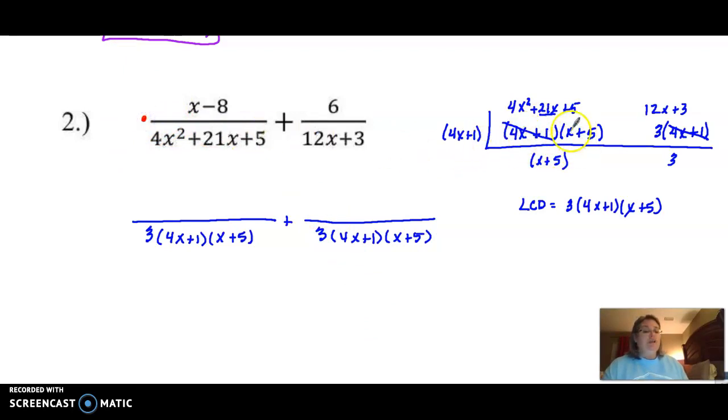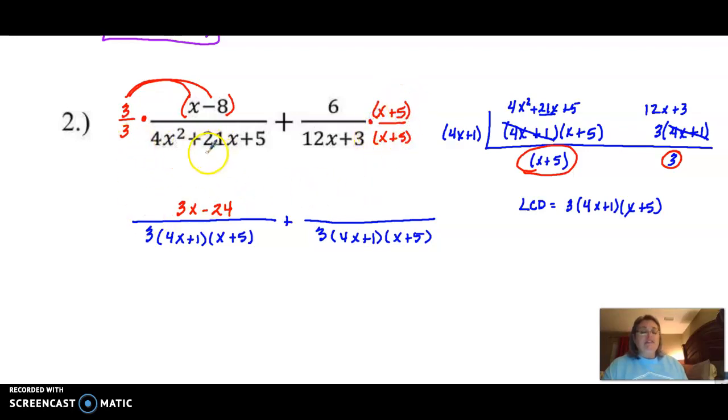Well, in the first one, I already had the 2 sets of parentheses. So remember, I was missing the 3. So that gives me 3 over 3. Wrap this in parentheses so you don't forget to distribute. So that will become 3x minus 24. On the second one, I had the 3 and the 4x plus 1. So the part I was missing is the x plus 5. And x plus 5.